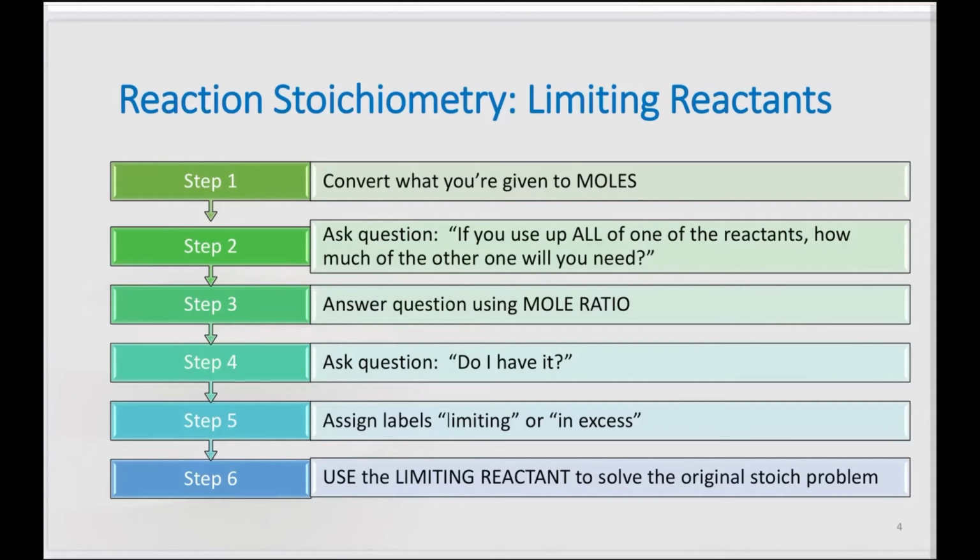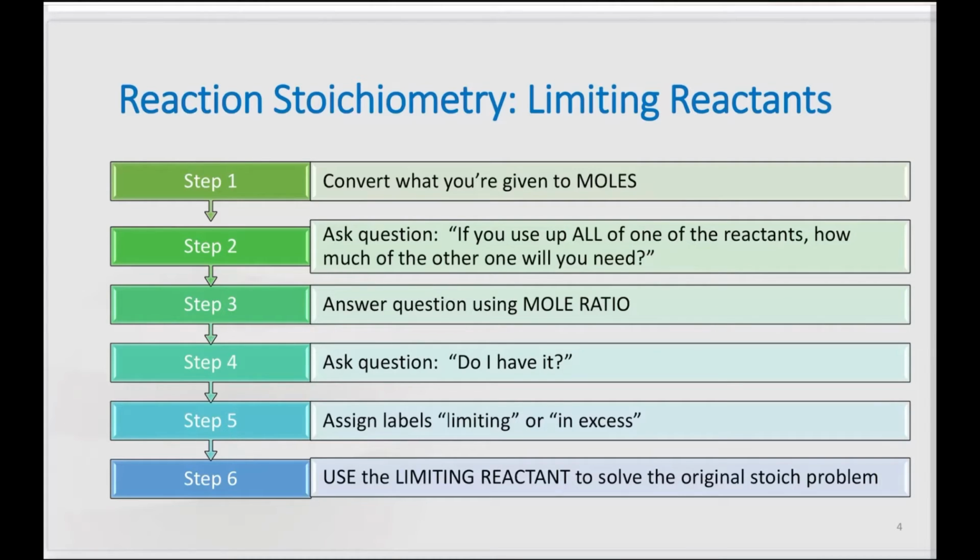Step 2, ask yourself a question. If you use up all of one of the reactants, how much of the other reactant will you need? Step 3, answer this question using mole ratios. Step 4, ask a question. Do I have it? Do I have enough to complete what the answer is in step 3?